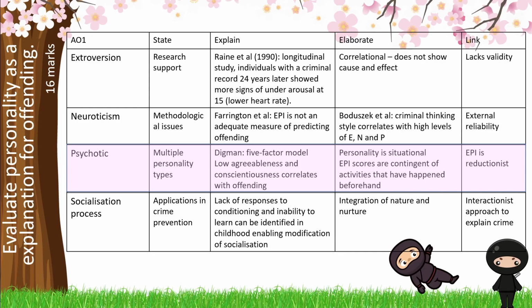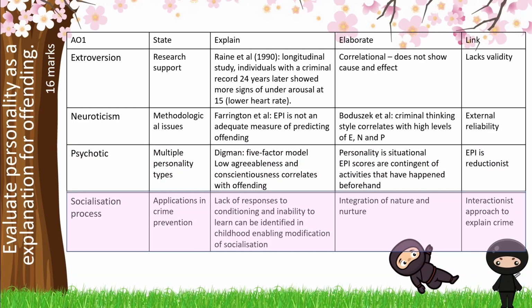We might talk about the fact that offending is a likely result of these particular traits, because if we're conscientious, we care about what other people think, and we care about being socially acceptable and fitting in with laws. We're going to counter this by saying that personality is situational, and actually the scores that are generated by the EPI are going to be contingent on what has happened before, and therefore who we're with and what has happened is going to change those scores depending on what's going on in our environment, and this is an extraneous variable. Our overall conclusion is that Eysenck's theory is reductionist, and we need to take into account other types of personality.